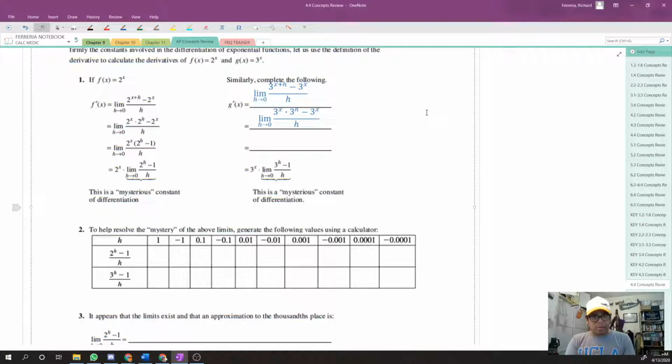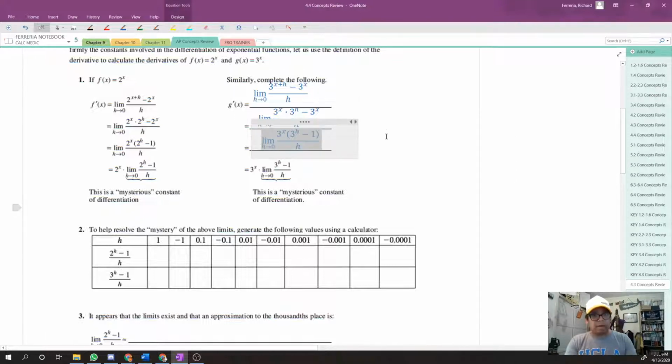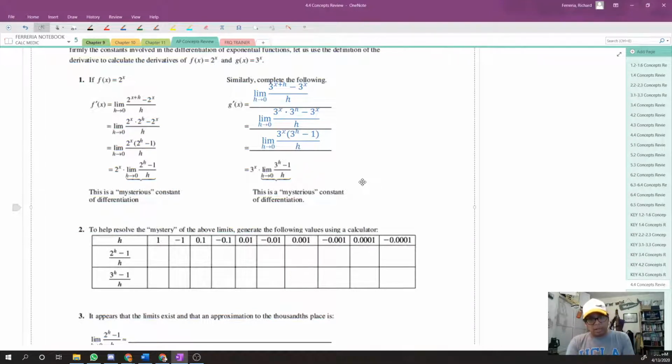Lastly, we have seen that on the f side, they are factoring out 2 to the x. So we'll do the same, only we're going to factor out 3 to the x. So there we go, we've factored out 3 to the x. And that brings us roughly to what they have here. It's really similar, because this is 2 to the h and this is 3 to the h. 3 to the x no longer has an h in it, so when you're taking the limit, that 3 to the x can basically jump out of the limit, and we can say that the derivative is 3 to the x multiplied by this weird limit.